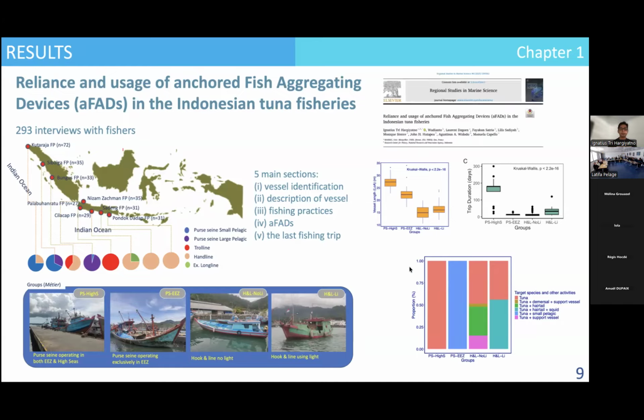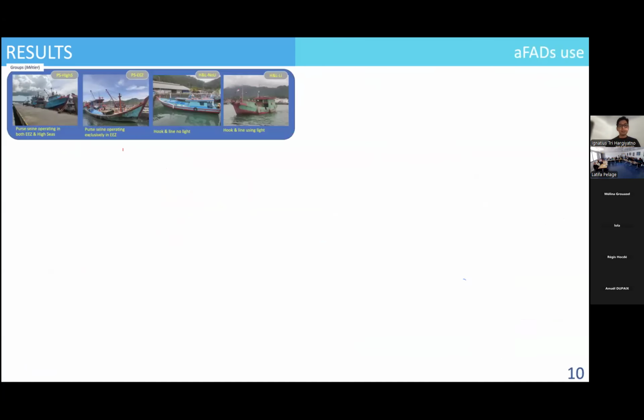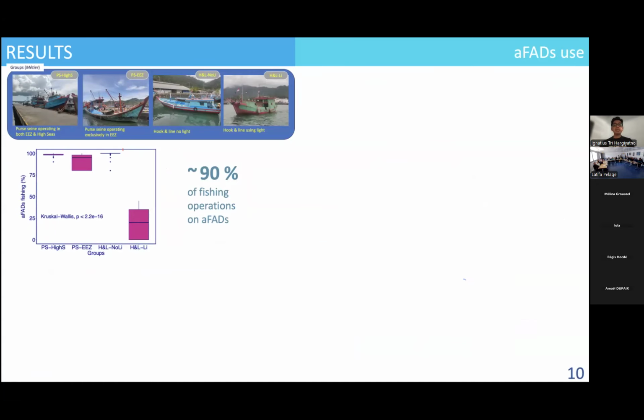I already published this work in Regional Studies in Marine Science last year. And what I found from the questionnaire is that around 90% of the fishing operations of the fisheries are related to anchored FADs, especially for the purse seine, handline, and purse seine and handline with no light. And handline with light usually only a few use FADs, because usually they use a light to attract the tuna and they drift, without FADs.